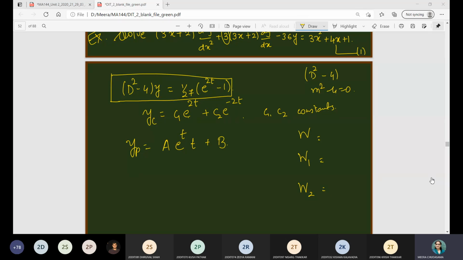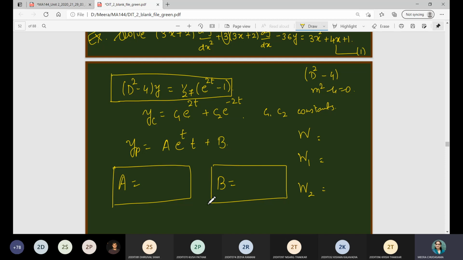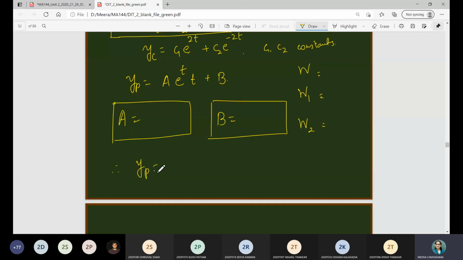Are you using the variation of parameter method? No, I put it down now. Very good. Yes, has anyone obtained the value of A and B?